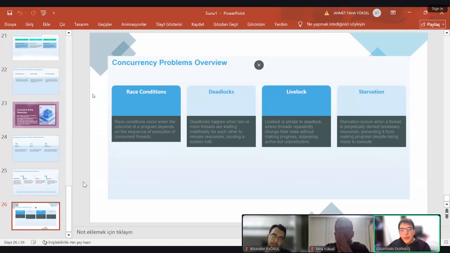Concurrency problems overview. Race conditions occur when the outcome of a program depends on the sequence of execution of concurrent threads. Deadlocks happen when two or more threads are waiting indefinitely for each other to release resources, causing a system halt. Livelock is similar to deadlock, where threads repeatedly change their state without making progress, appearing active but unproductive. Starvation occurs when a thread is perpetually denied necessary resources, preventing it from making progress despite being ready to execute.